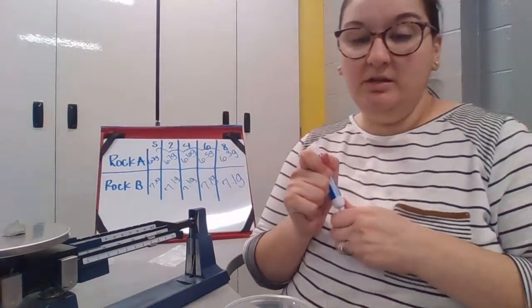7.1. Okay, so now what we're going to do is we are going to look at our handout and we're going to fill in our information and graph our results. And then we're going to talk about what our results are showing us, okay?